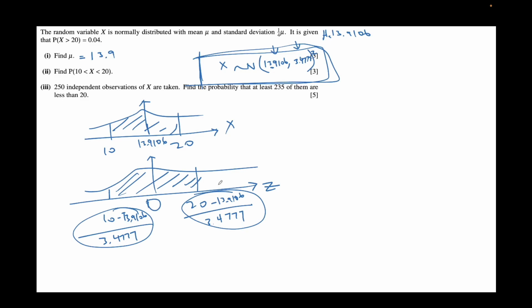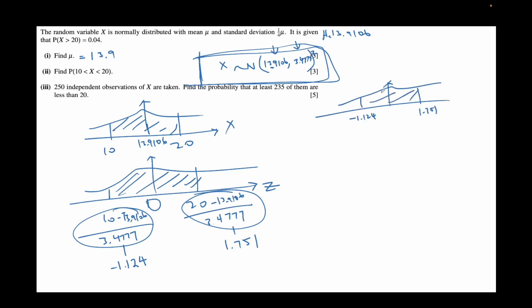20 minus 13.9106 divided by 3.4777. And that's where we get this number over here, 1.751. This number over here, 10 minus 13.9106 divided by 3.4777, is going to be negative 1.124. So all that's left to do is what? Find the area to the left of 1.751. See how that works? Because this is what we have, isn't it? 1.751 over here, negative 1.124.